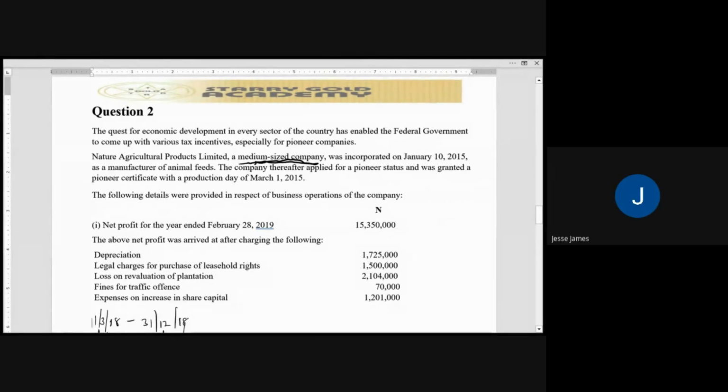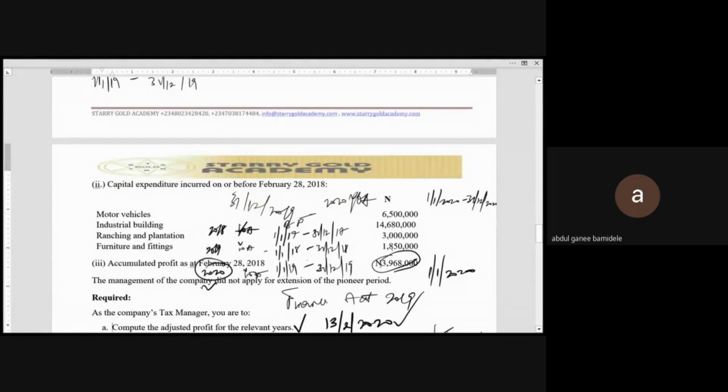So what I've established from this question is that when there is a pioneer, the pioneer period will start from the production day, which is the day they granted them the pioneer certificate. So I'm saying that in this question, we were told that they didn't apply for extension. So meaning that if they are not applying for extension, their pioneer status will end when? We end on the 28th of February 2018. Do you get that?